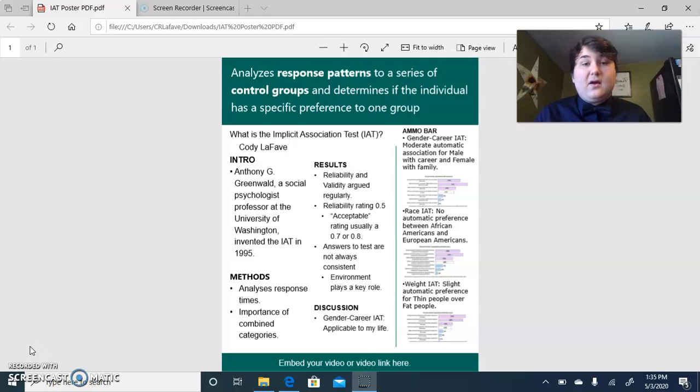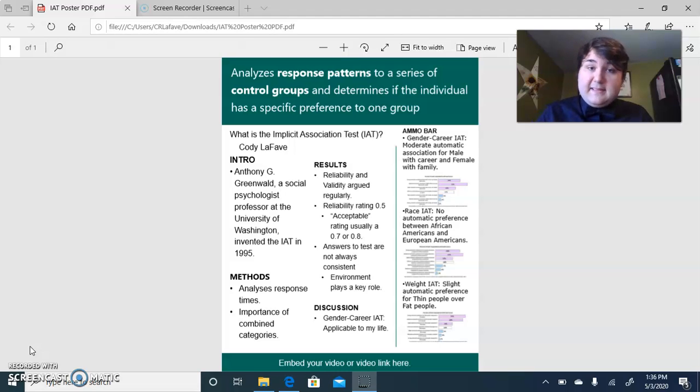Then these two categories would be combined, and you would have to sort them using the E and I keys. Now, say the E key would be male names with career-oriented words, and the I key would be female names with a family-oriented term. This is a very important step in the test, along with the next one.